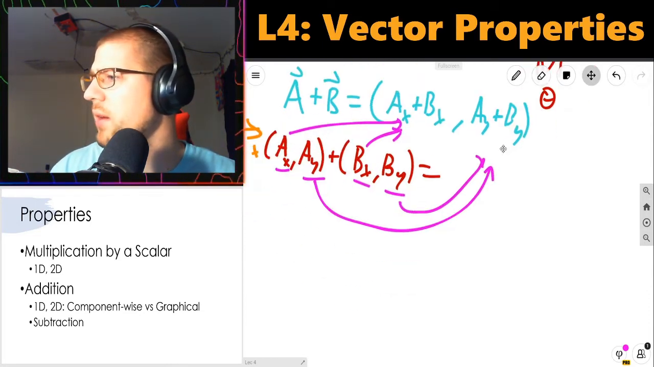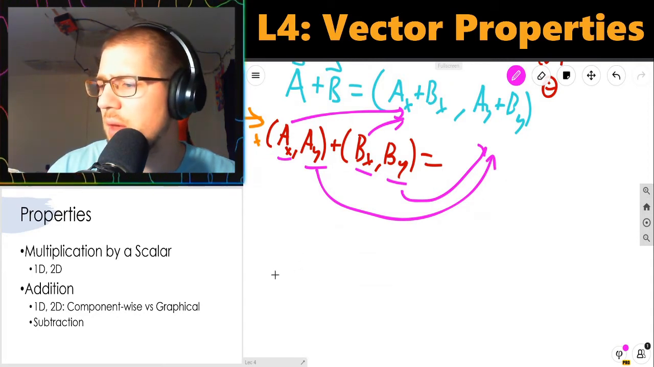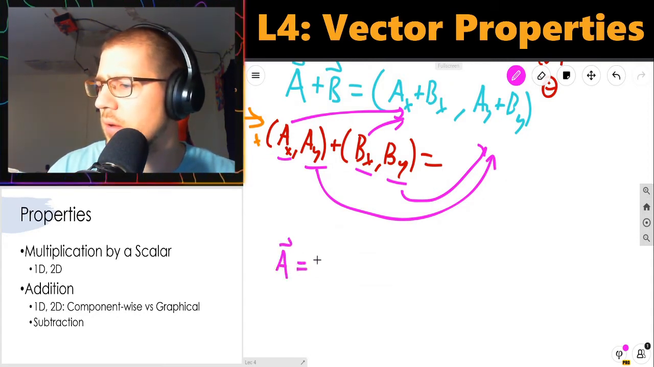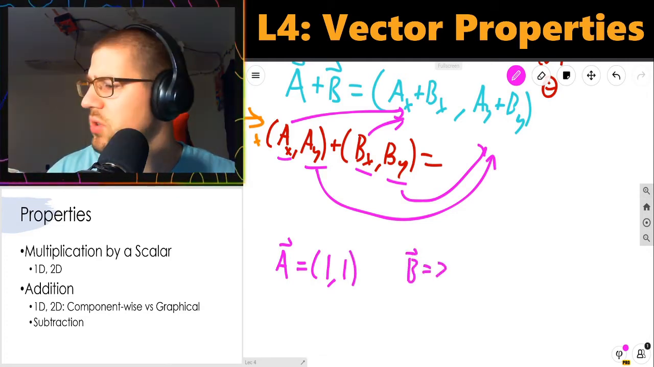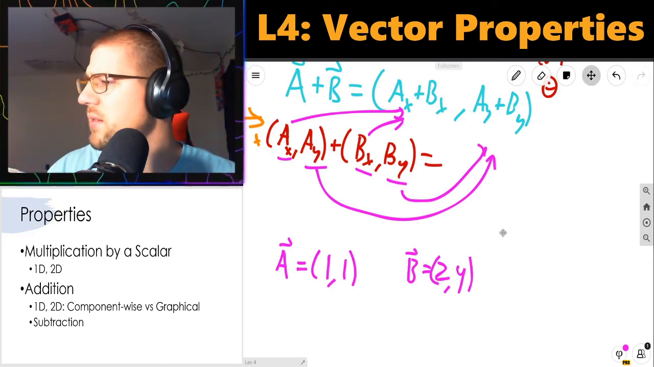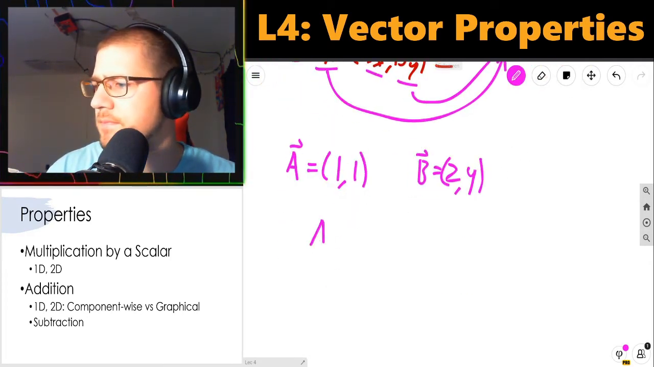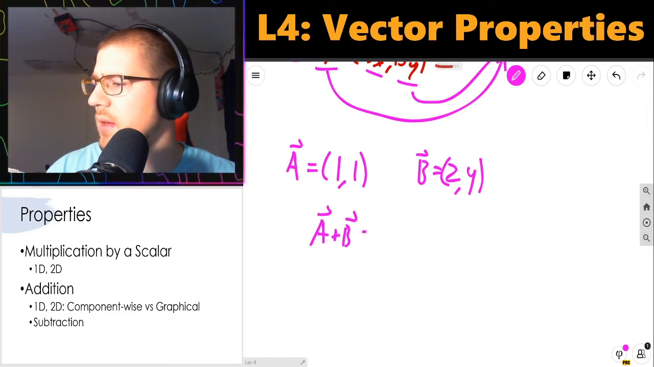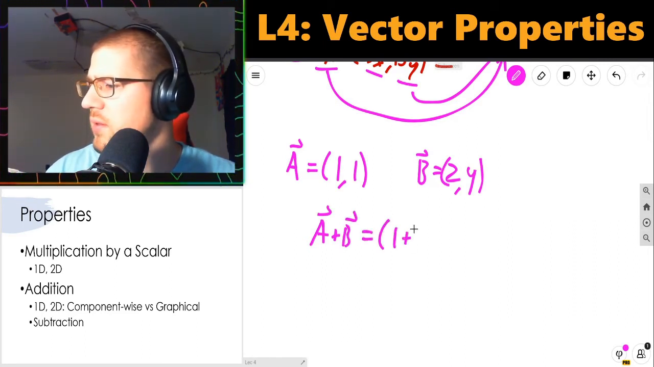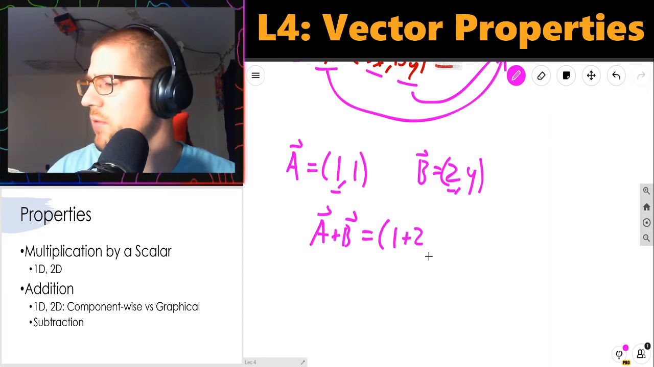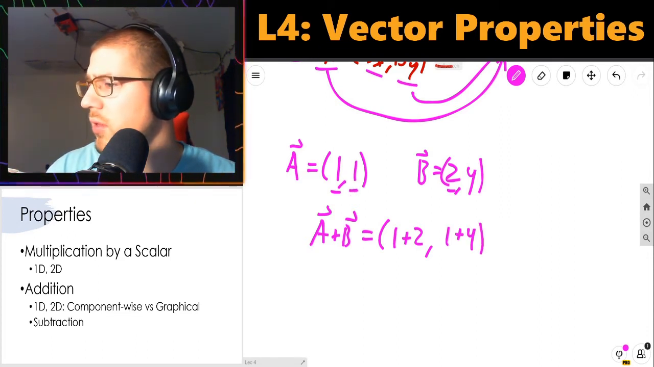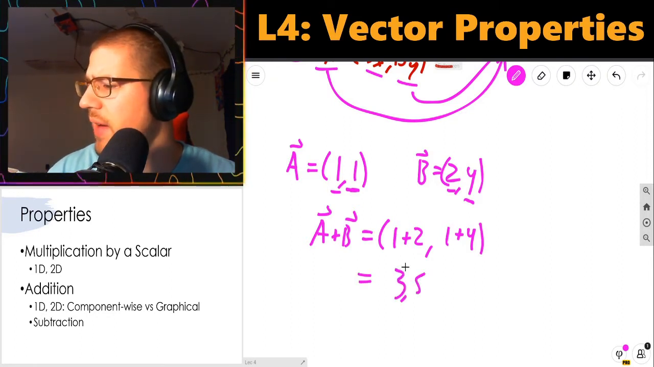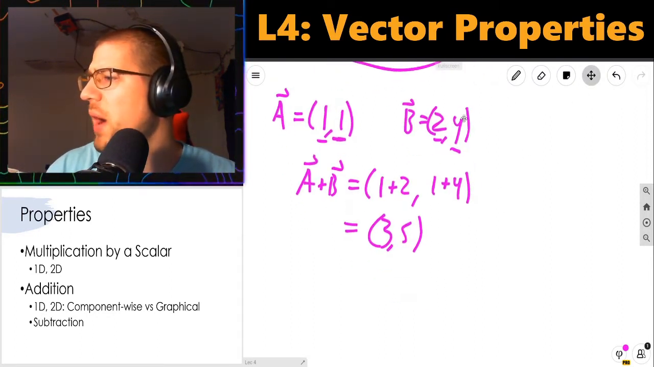All right, so concrete example, say I had two vectors, I'll make them a equals 1 comma 1, b equals 2 comma 4. All right, so a plus b is going to be 1 plus 2, so that's the first component of a and the first component of b, comma 1 plus 4, the second component of a plus the second component of b. So in total, I get the vector 3 comma 5 out. Okay, so that is the component-wise way to look at it.